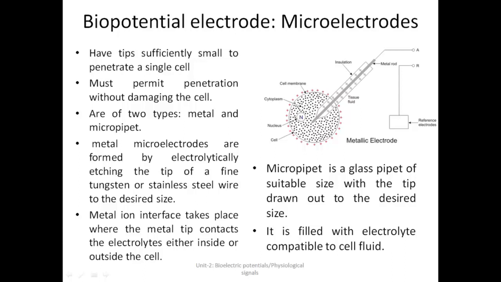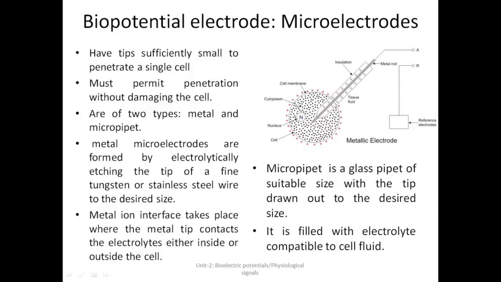The first category that we are going to talk about is the microelectrode. Microelectrodes are electrodes with a tip sufficiently small to penetrate a single cell in order to obtain readings from within the cell. The tip of the electrode must be small enough to permit the penetration without damaging the cell. This action usually becomes complicated due to the difficulty in accurately positioning the electrode with respect to the cell. Commercially available microelectrodes have two types of constructions. One is the metal electrode, and the second is the micropipette structure.